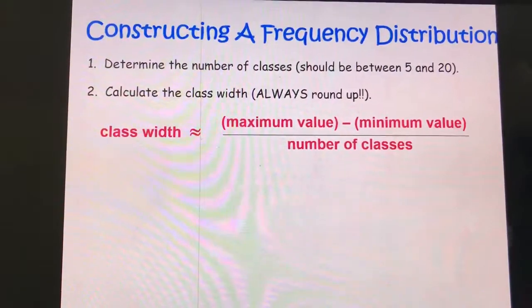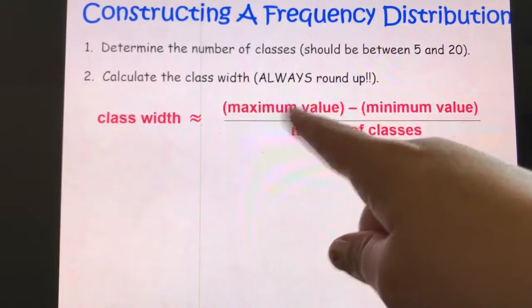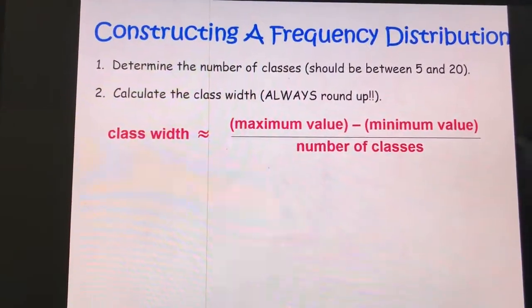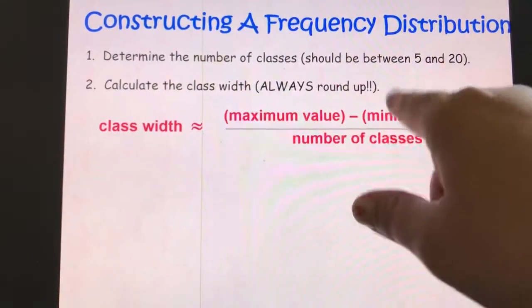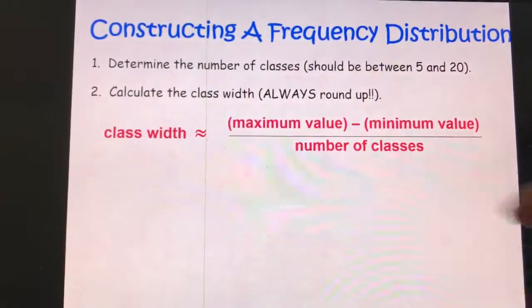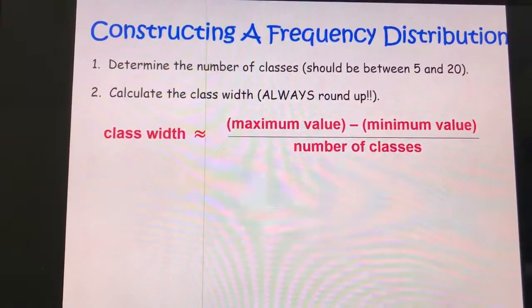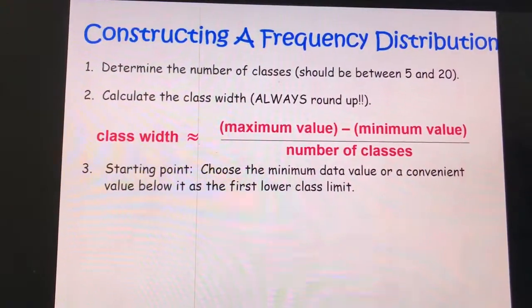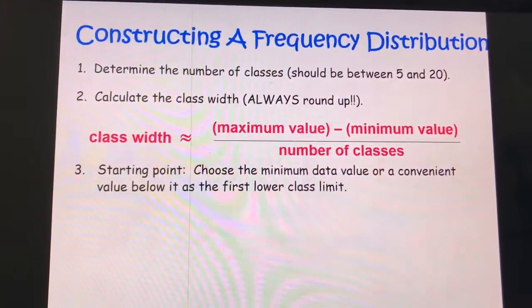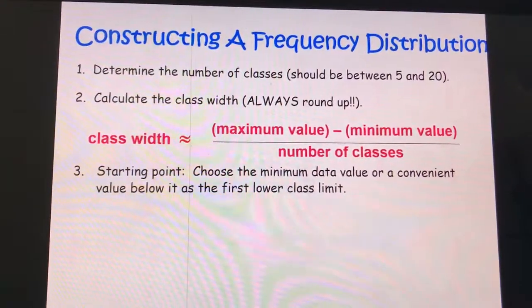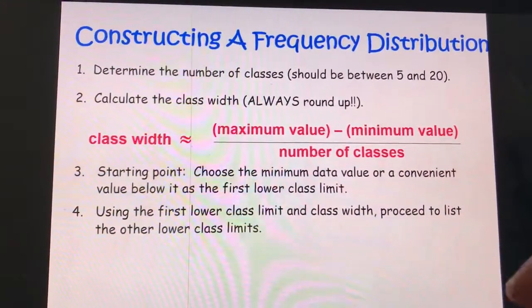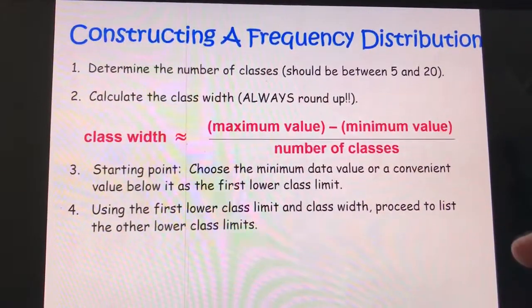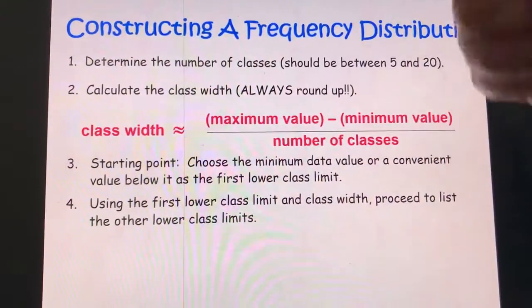To calculate the class width, it says always round up, that's the big thing. Even if you don't get a decimal, you still have to round up, otherwise it doesn't work. So you take the maximum value of your data minus the minimum value, divide by the number of classes, and that's how you get your class width, and you round it up. Choose a starting point. Most of the time, the easiest thing to do is pick the smallest data value and start there. That's your first lower class limit. Then using that first lower class limit and class width, proceed to list your other lower class limits, because remember, class width actually goes down.